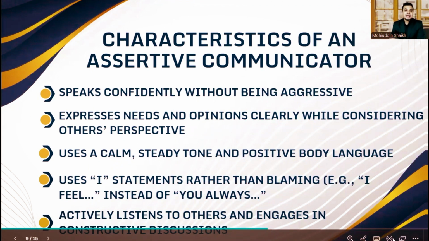What does it mean? That if somebody is making mistakes, an assertive communicator will never react. He won't say that you are making mistakes, make sure that it doesn't happen again. An assertive communicator will never communicate like that. Rather, he will use assertive ways. For example, he would say that I feel that you are facing some problem. Is there something that I can help you to overcome this problem? He will respond in an assertive way.